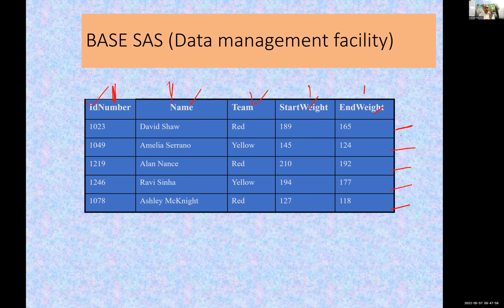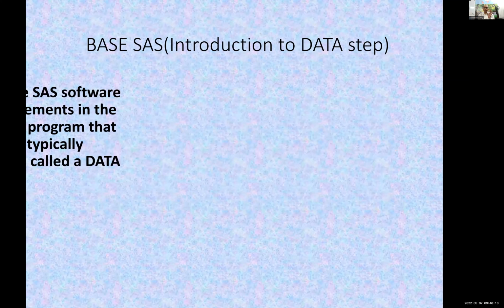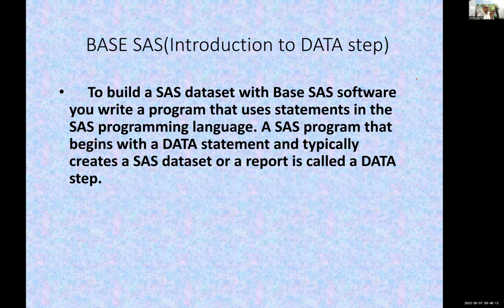So this is the way it is going to organize. These are all the variables. This is a data value. This is an observation. Everything is here itself. Now we are going back here to build a SAS data set.